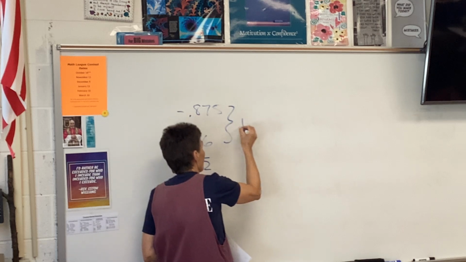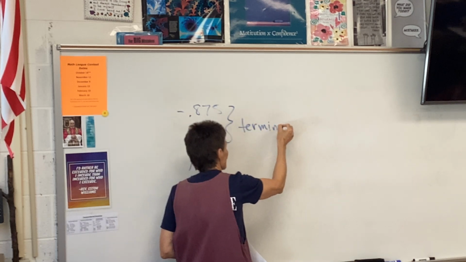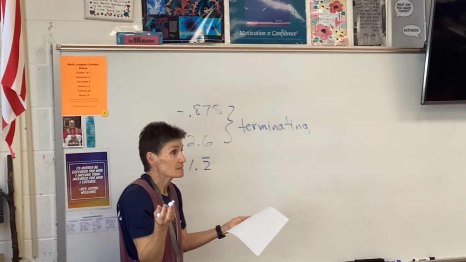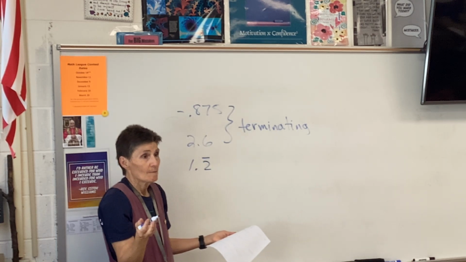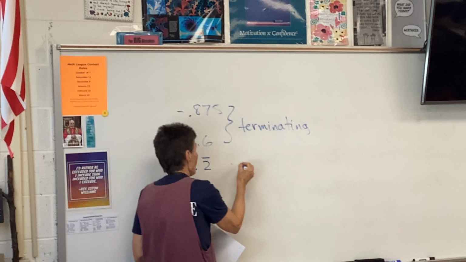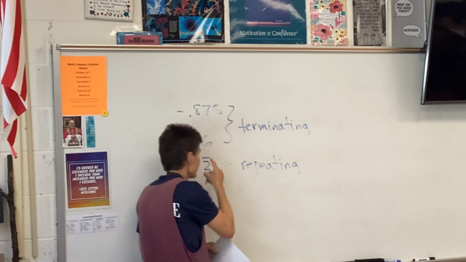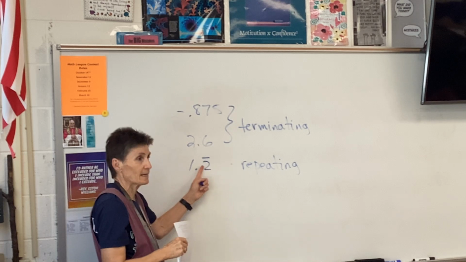These guys are what we call terminating decimals because they stop. And this guy is called a repeating decimal because he goes on forever and ever. You've seen that a lot before.